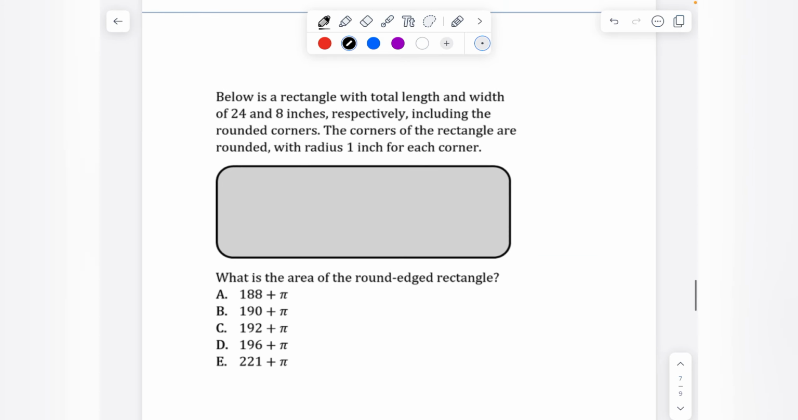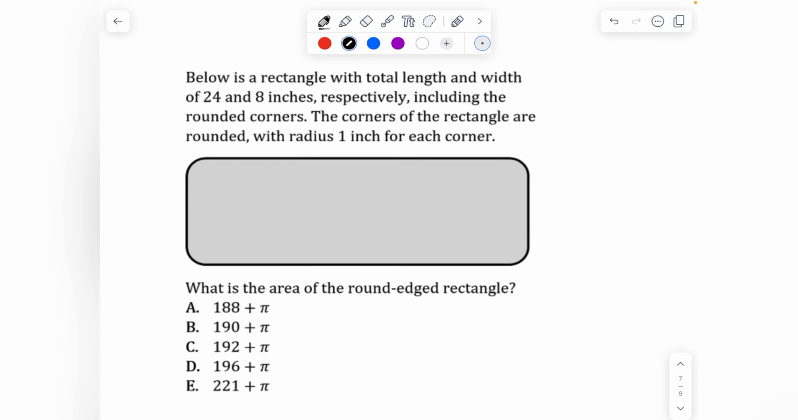Below is a rectangle with total length and width of 24 and 8 inches, including the rounded corners. The corners of the rectangle are rounded with radius 1 inch each. What is the area of the round-edged rectangle? Okay, so how are we going to do this?